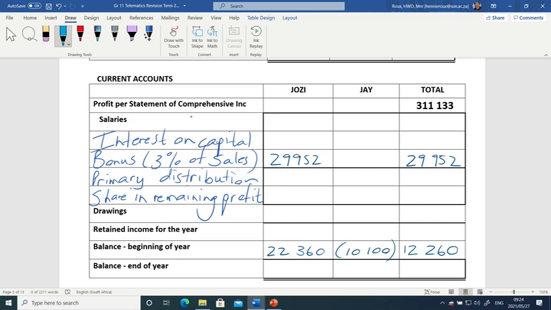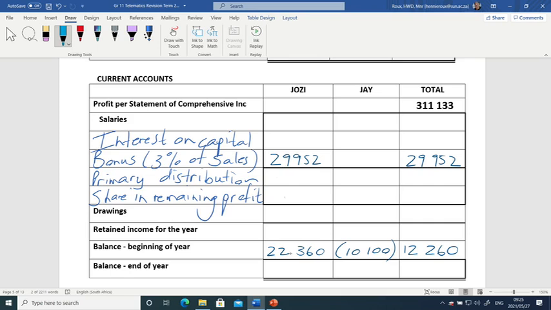We won't give you a blank, but you don't know what will be filled in yet. So you must be able to write this down from the top to the bottom. And then you're happy for everything that they gave you. In this case, the profit per statement of comprehensive income. Remember, we've done the statement of comprehensive income, and it was 311,133. They gave that to us. Salaries, interest on capital, and there's a bonus. That will give us the primary distribution, and then we get the share in the remaining profit.